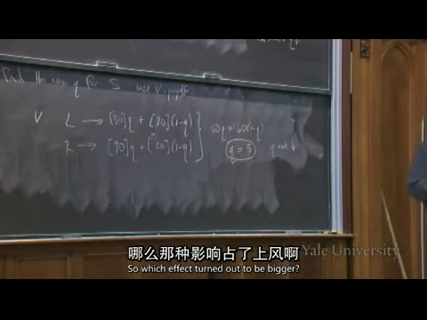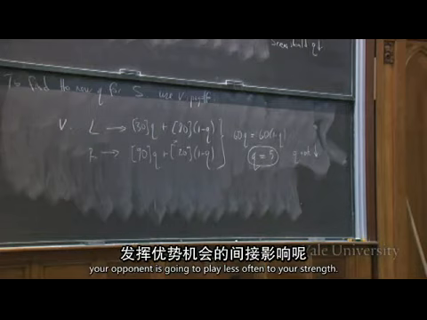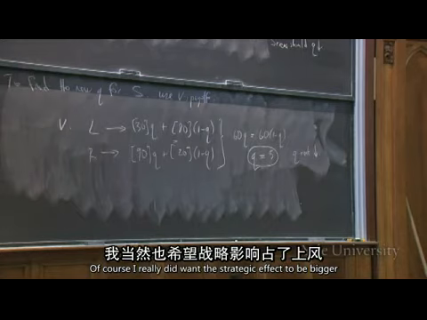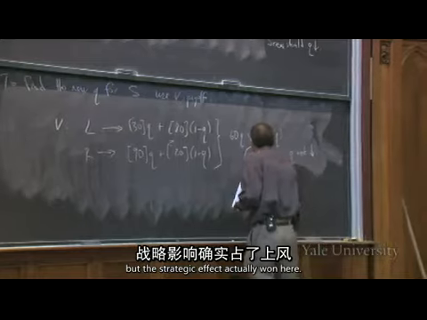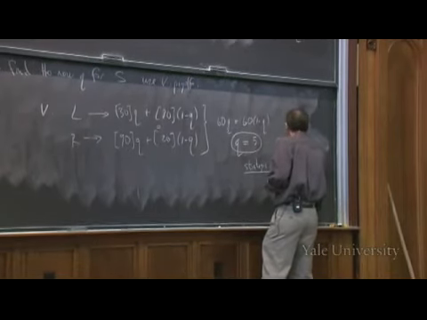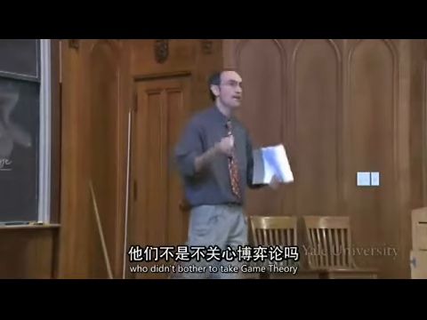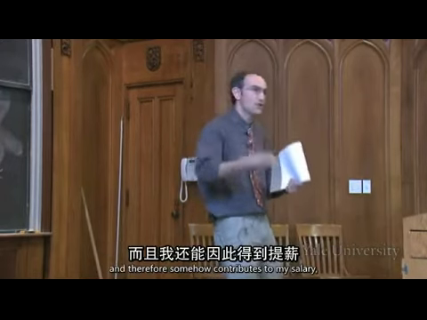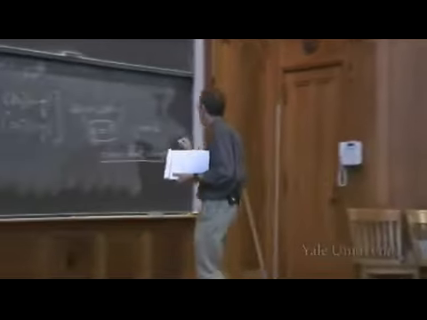So which effect turned out to be bigger? The direct effect of playing more to your strength, or the indirect effect of taking into account that your opponent is going to play less often to your strength? Which effect turned out to be the bigger effect? The indirect effect, the strategic effect. Of course, I rigged it. I want the strategic effect to be bigger because this is a course about strategy. But the strategic effect actually won here. And that's good news for me, because it says the slightly dumb coach who didn't bother to take game theory would have stopped at the direct effects, and they'd have told Serena to go the wrong way. But the smart coach who takes my class and therefore somehow contributes to my salary in an extraordinarily indirect way gets it right. The strategic effect is bigger.